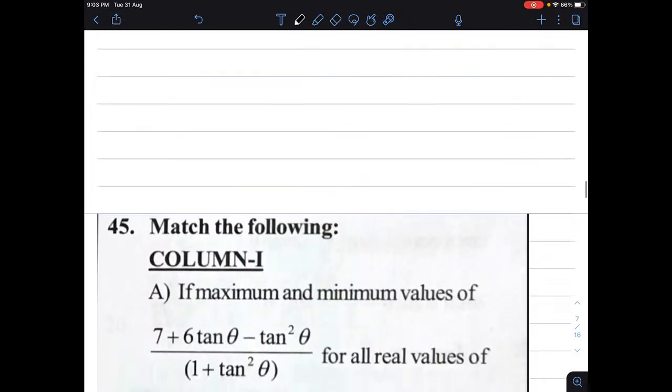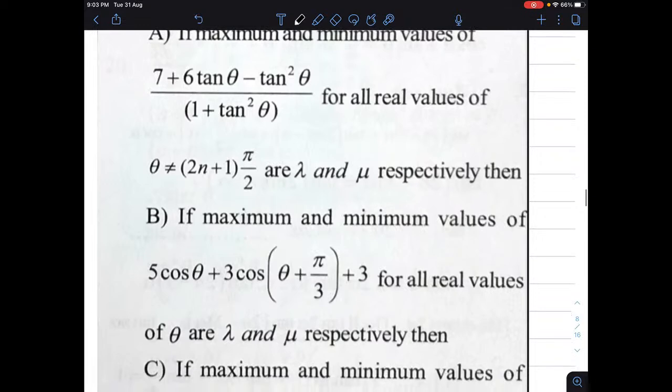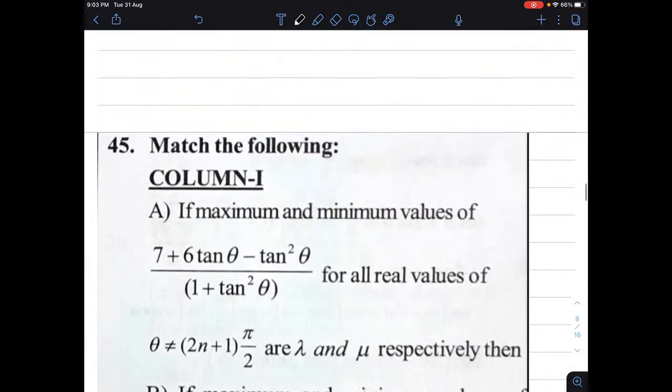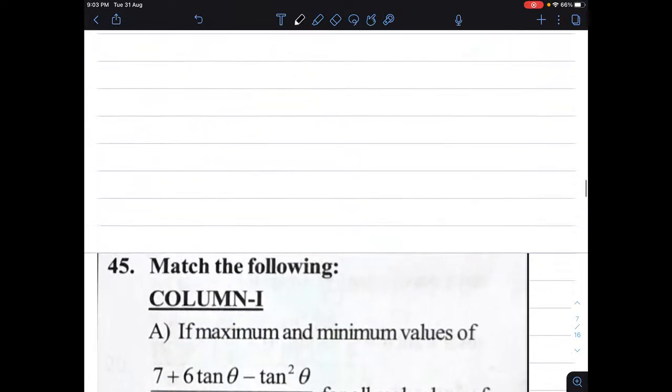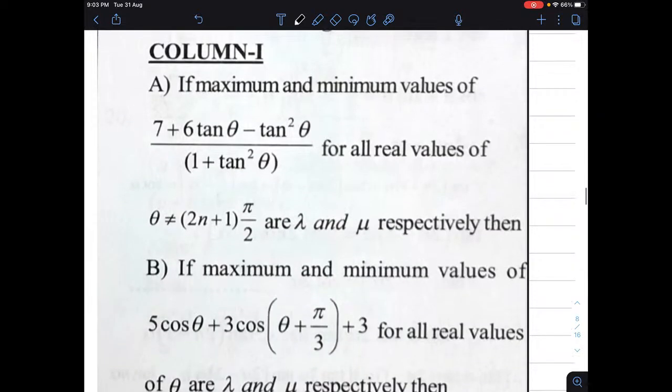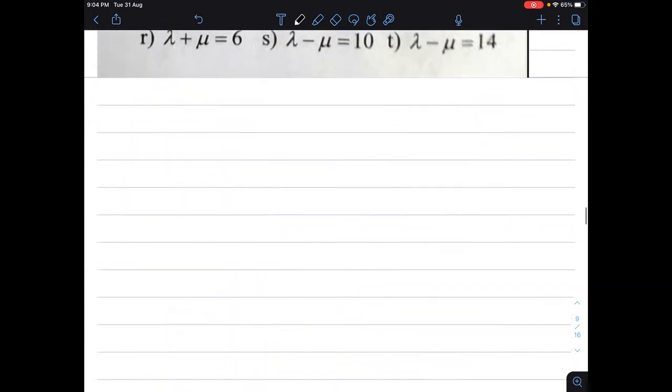It is based upon maximum and minimum value. So guys, here 3 questions are covered. We are going to solve 3 questions over here. So what is the maximum and minimum value of the expression written over here? The expression is 7 plus 6 tan theta minus tan square theta upon 1 plus tan square theta. Tan theta is what we know, we will change it in the form of sine and cos only.